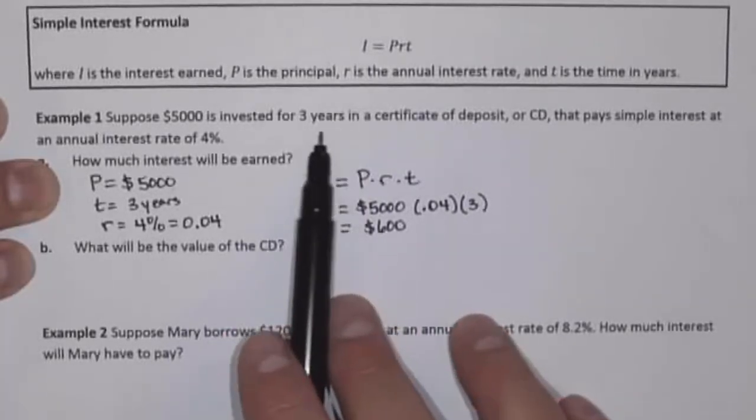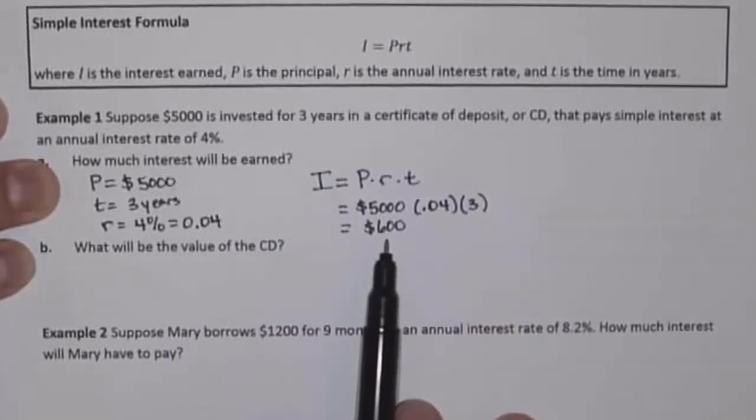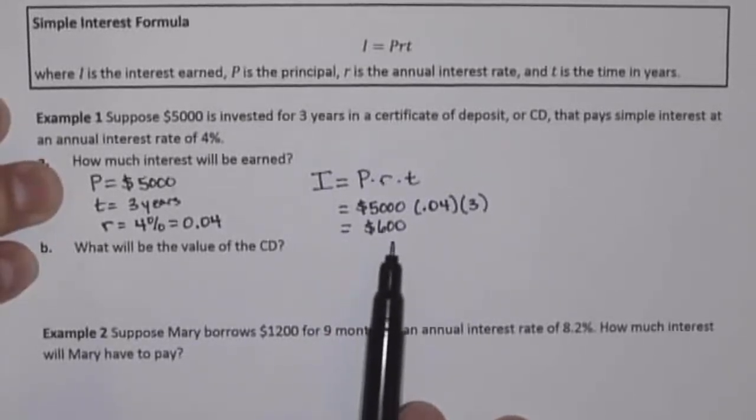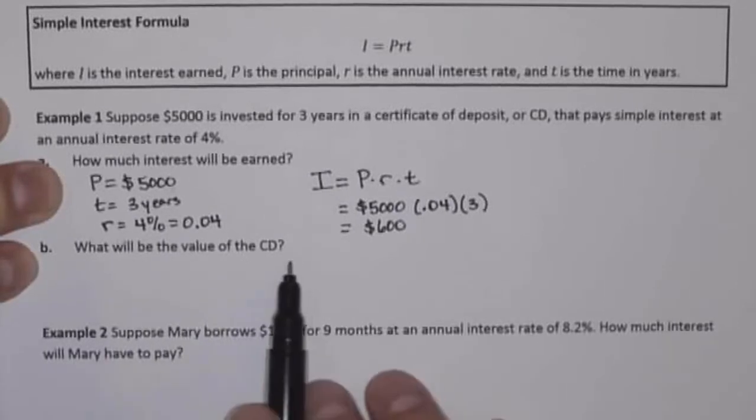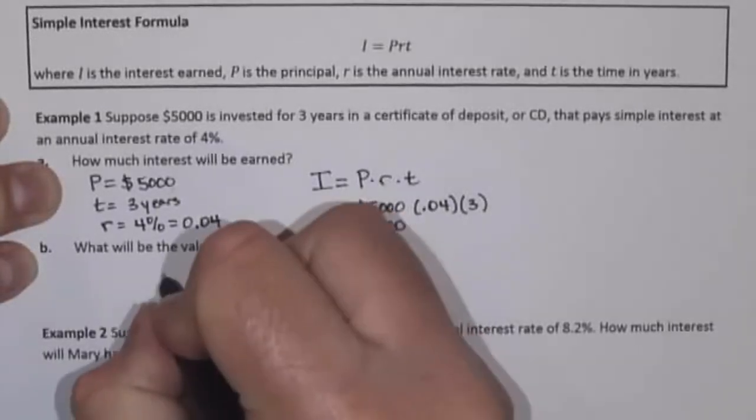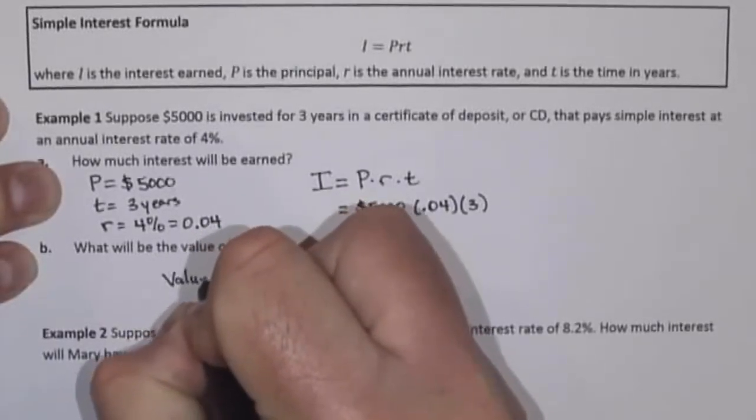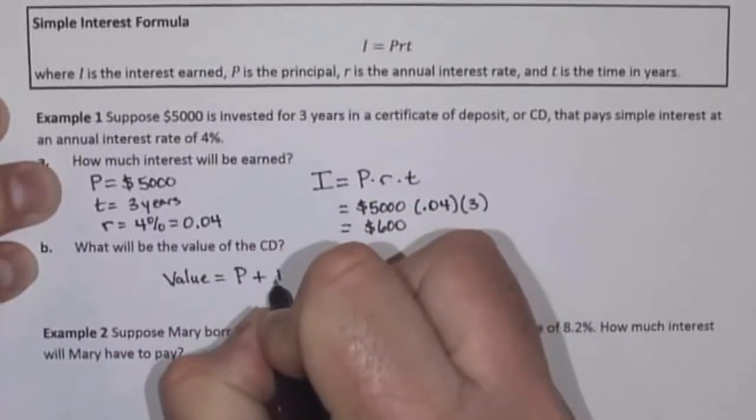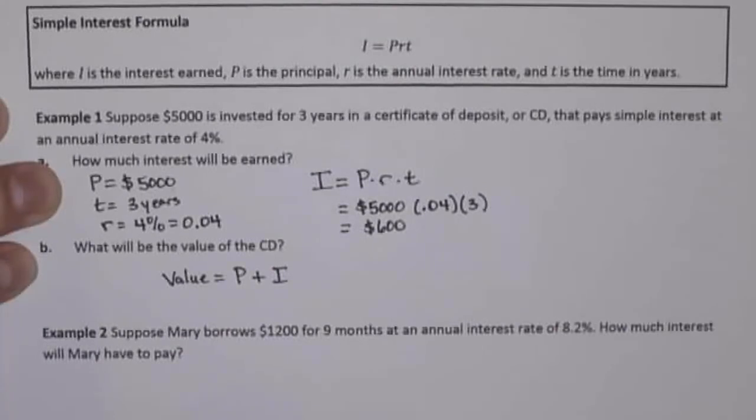So after 3 years, when the 3 years are up, we will receive $600 in interest. We don't receive any interest until the end. So what would be the value of the CD at that point? Well, the value of the CD is going to be our original principal plus the interest that we've earned.